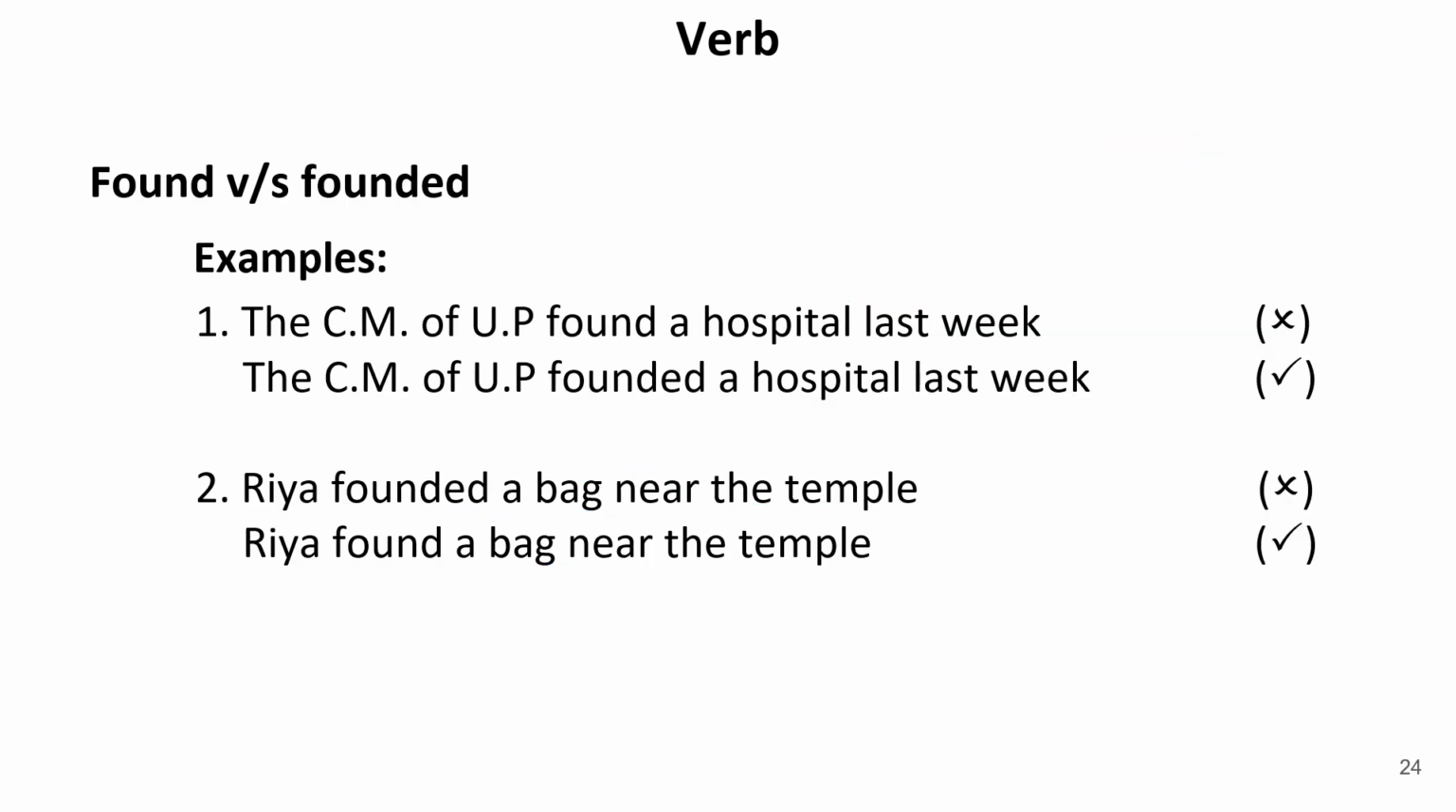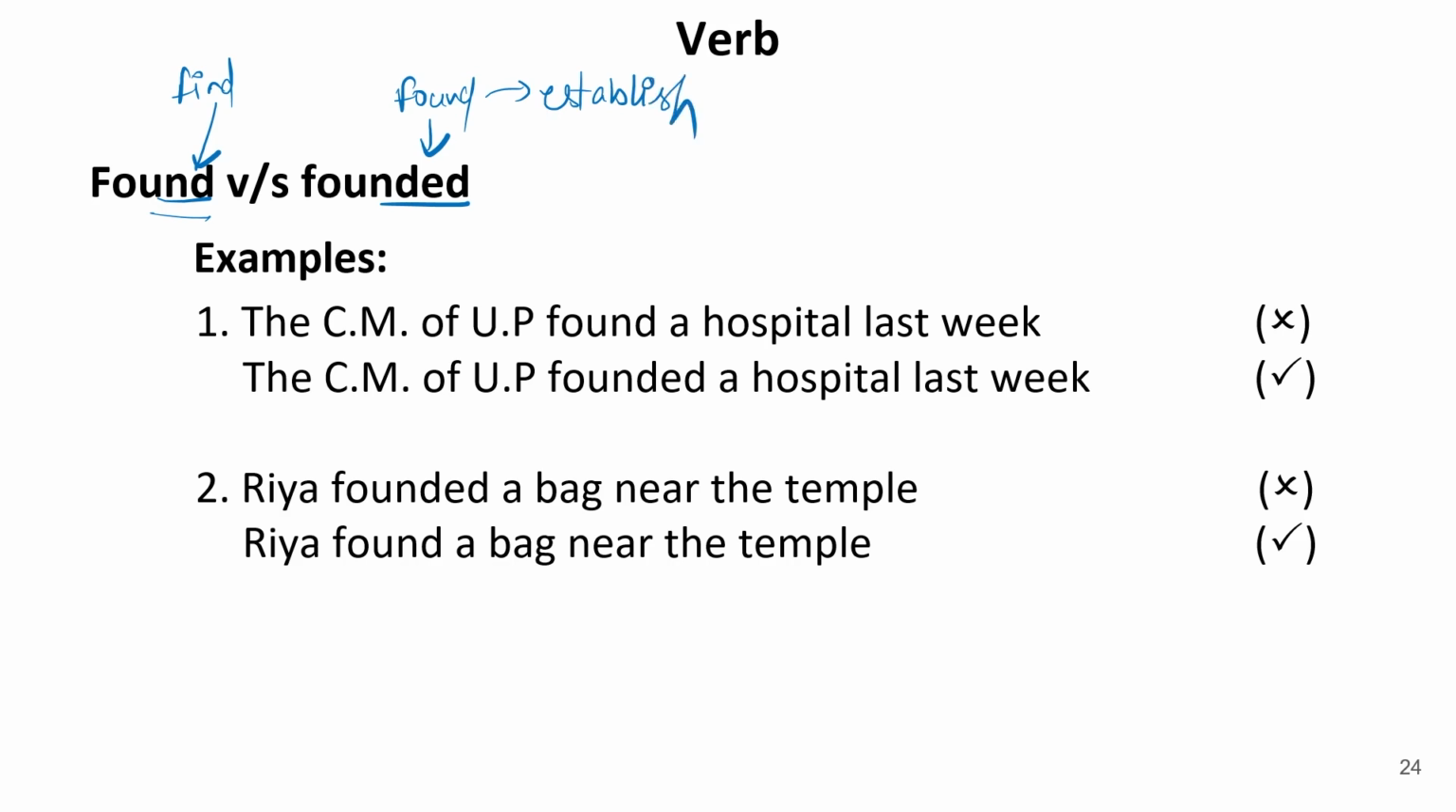Found versus founded. As I told you earlier as well, find means to search for something. It means when something is searched. So find is used when we search for something. The second form of it is found. Now we have a word found whose second form is founded. Found means to establish something.